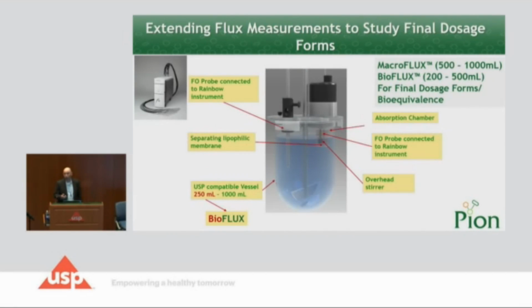And we introduced so-called macroflux, where we just put the absorption chamber in the USP apparatus. Initially we put it in the standard USP apparatus, where we could work with volumes of 800, 900 milliliters, or 1 liter. But by now we can also do it in a miniaturized USP vessel, where we can work with more biorelevant 250 milliliter volumes. So the idea is the same.